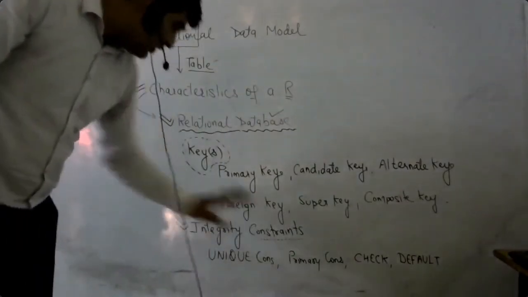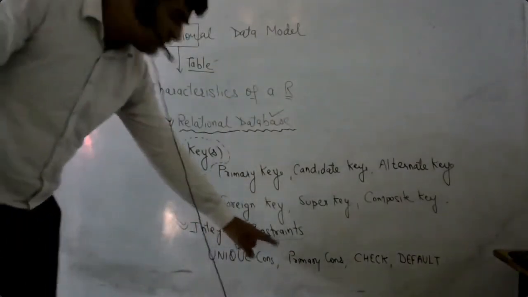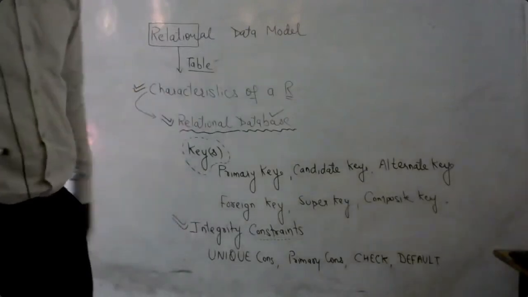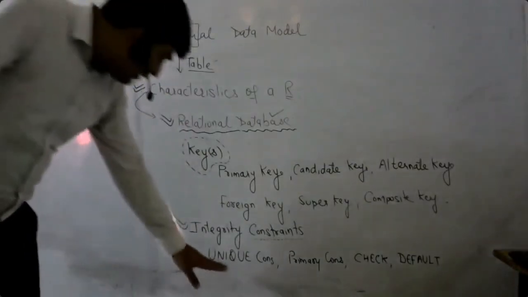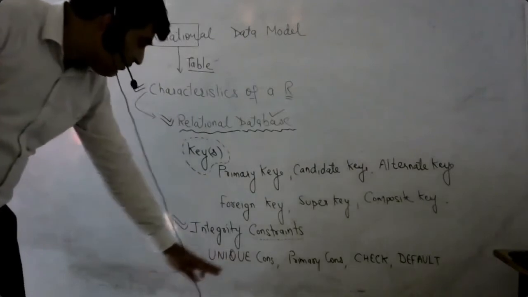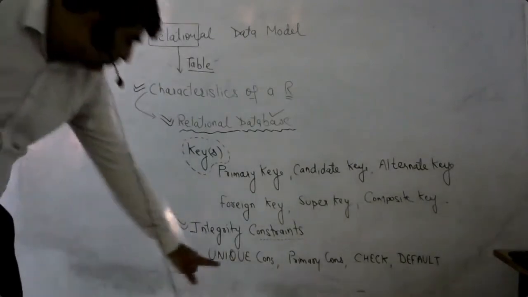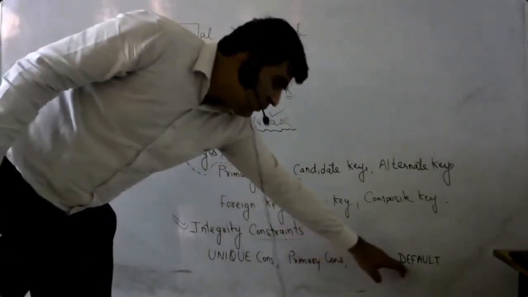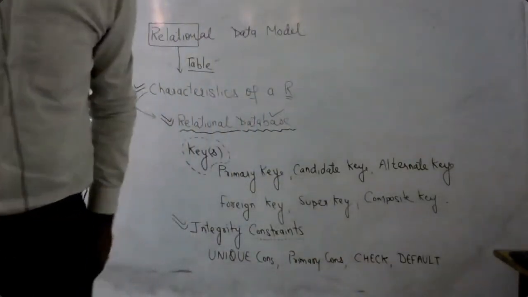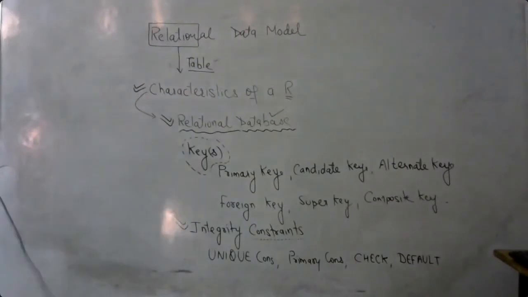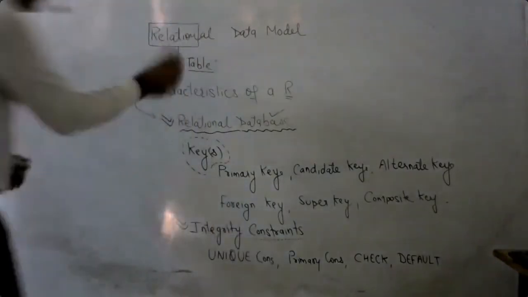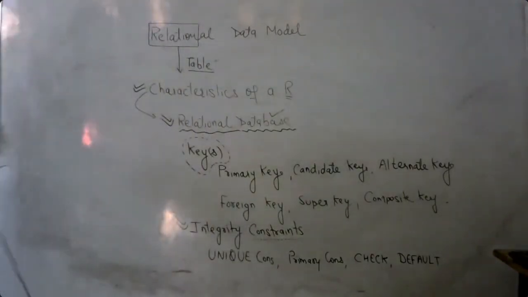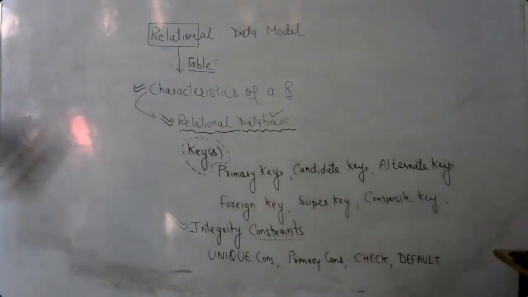If we talk about integrity constraints, first we will talk about the constraint. Constraint means a set of rules. Then we will talk about the different constraints that will be used in a program: unique, primary, check, default, and referential constraints. So I'm erasing. If you want to take a screenshot of the topics to be covered, you can take it. Then we will move forward.